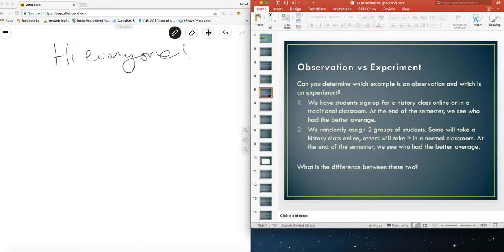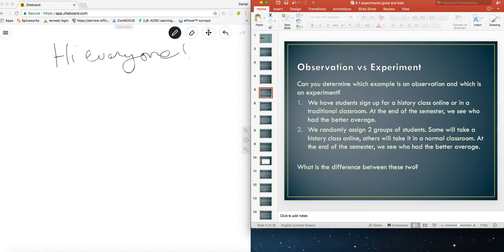Sometimes it's hard to tell the difference between an observational study and an experiment because it may sound like one, but it really is not. So let's look at the two. For number 1, we have students sign up for a history class online or in a traditional classroom. At the end of the semester, we see who has a better average. In number 2, we have randomly assigned 2 groups of students. Some will take a history class online, others will take a normal classroom. At the end of the semester, we see who has a better average.